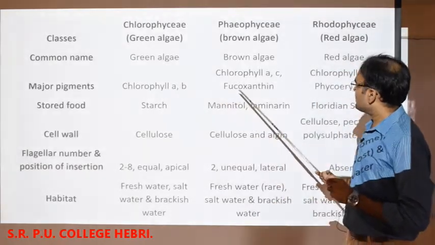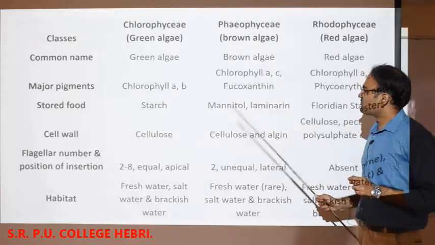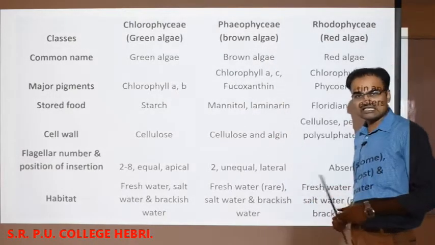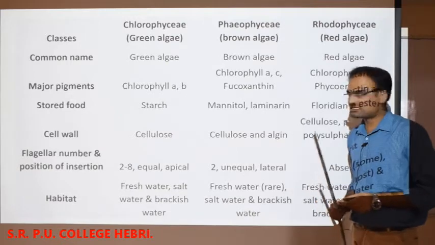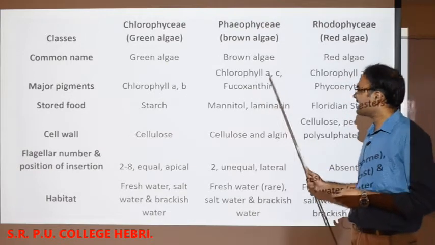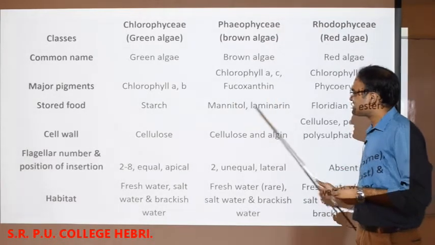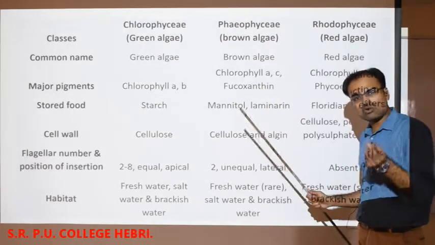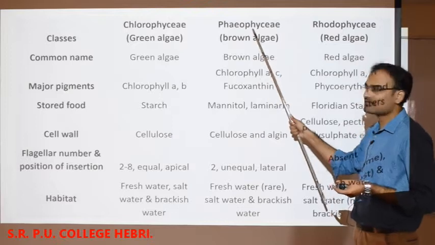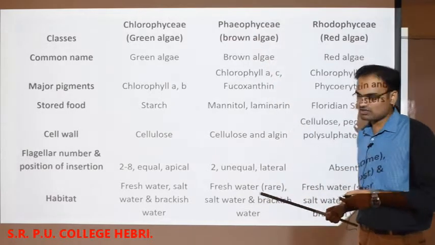The second class is the Phaeophyceae. The major pigment present in the Phaeophyceae is fucoxanthin, along with chlorophyll A and chlorophyll C. But the amount of fucoxanthin is more. Based on the amount of fucoxanthin, the color of the Phaeophyceae will be variable.